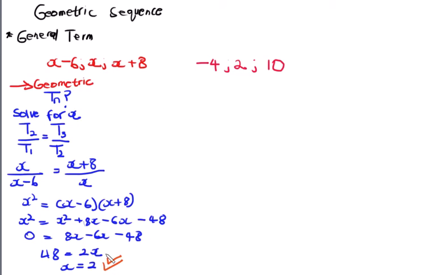Okay, x is not equal to 2, it should be equal to 24. Sorry, 24 over here. x is equal to 24, not 2. Let me increase the size of this and erase this. Okay, so x is equal to 24.